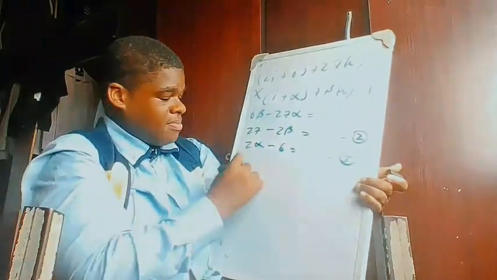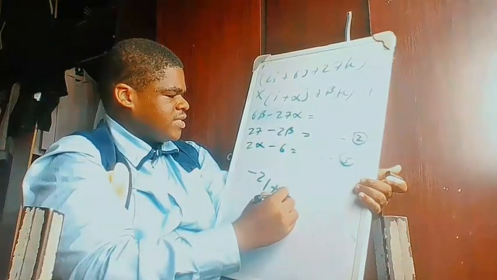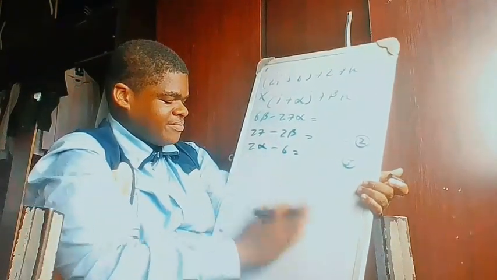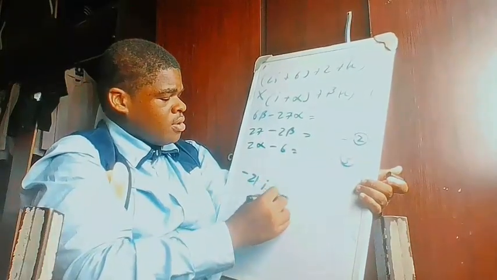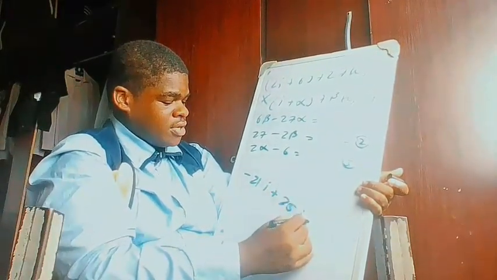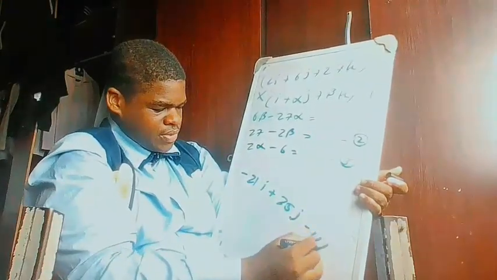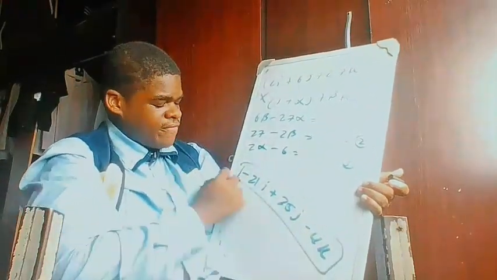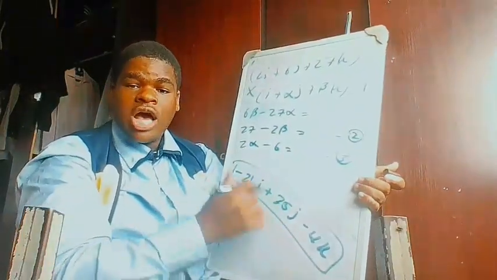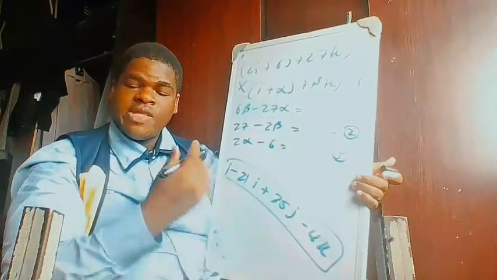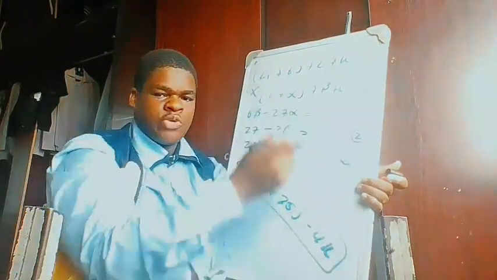Let's assume a vector minus 21i plus 25j plus minus 4k. Now if you solve this simultaneous equation using this vector, you are going to have alpha is equal to 1, beta is equal to 1, and it's going to also satisfy the first expression.